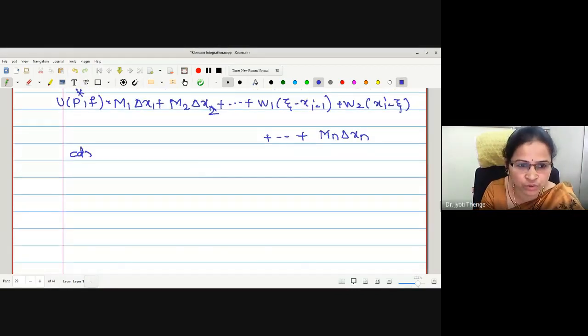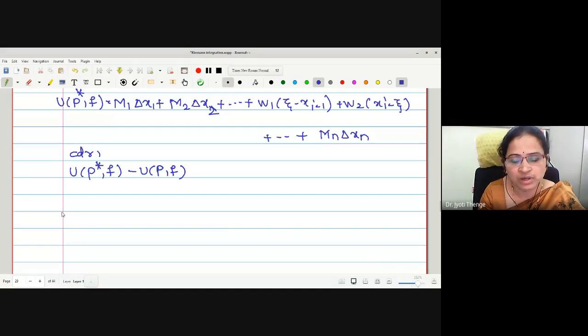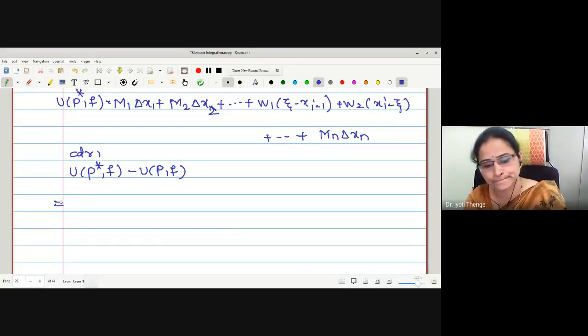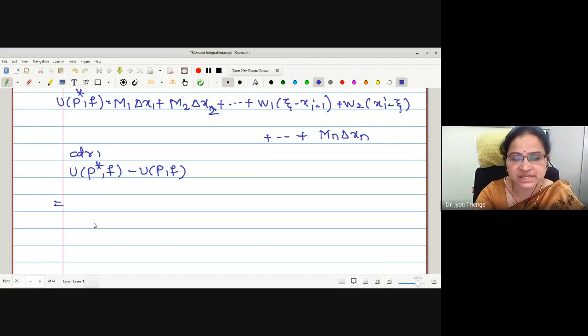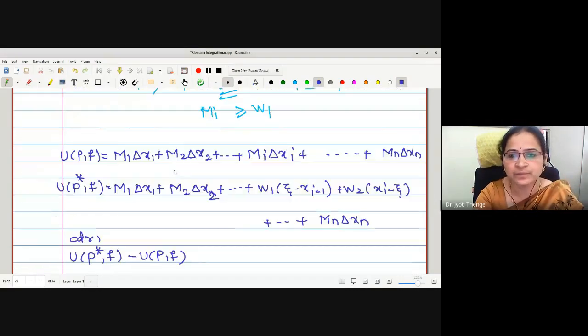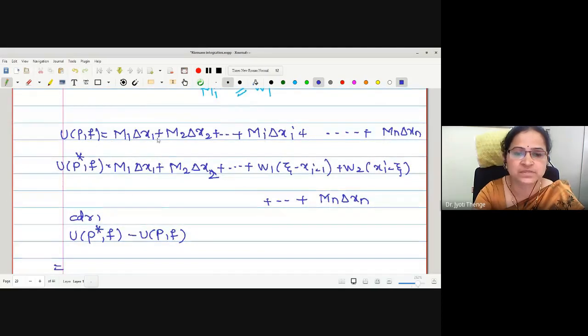Here also we are going to consider the subtraction, up star f minus up. And what should I show? Less equal to 0 or greater equal to 0? We want to prove up star f is less equal to up. So what I am to show is this difference is less equal to 0. Correct? Now look at the two upper sums.